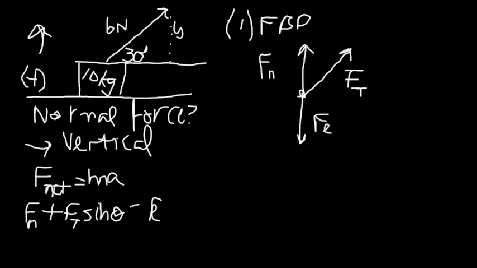But this box is at rest, right? So acceleration is equal to 0, and anything times 0 is 0, so all of that equals 0. Now we can solve for the normal force to get the force of the earth minus F_t sine theta.